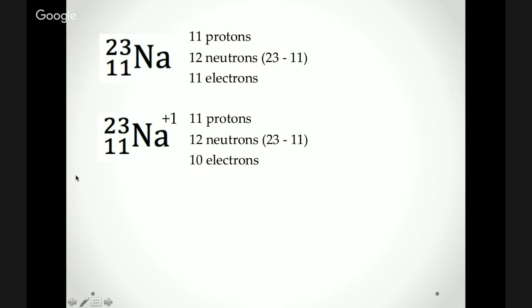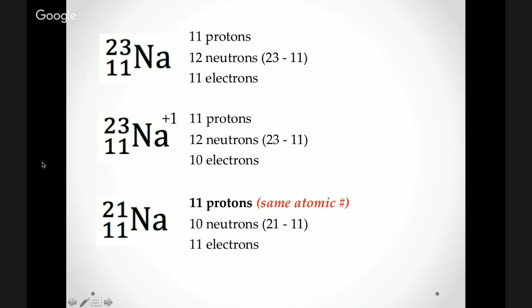Now, there was the question about isotopes. So let's look at another isotope of sodium. And notice that it is still sodium. Notice that it has a mass of 21, and its atomic number is still 11, because isotopes of the same element will always have the same atomic number. Its mass, however, is going to be different, because now we're looking at 21 minus 11. That's going to give us our 10 neutrons compared to these two versions having 12 neutrons. Electron number, again, is still the same because we don't have a charge indicated.